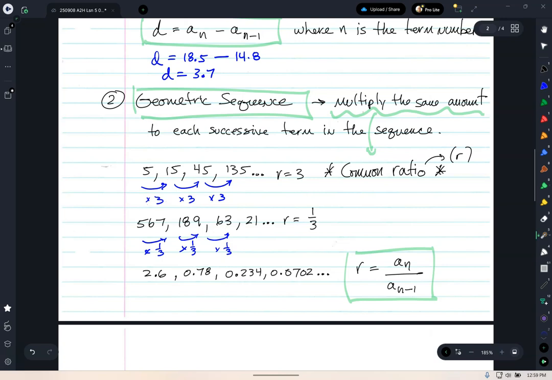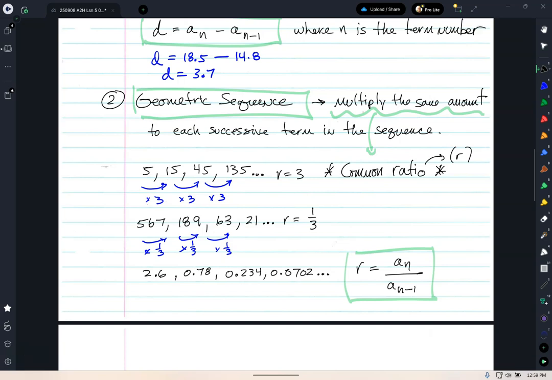You take some term and you divide it by the previous term. Let's just go simple here, right? What is this one right here? If we take 15 and we divide it by 5, we get 3. If we take 45 and we divide it by 15, we get 3. If we take 21 and we divide it by 63, 21 over 63, we're going to get 1/3. So stick with this pattern right here, and it will help you keep straight whether or not you have a fractional value.